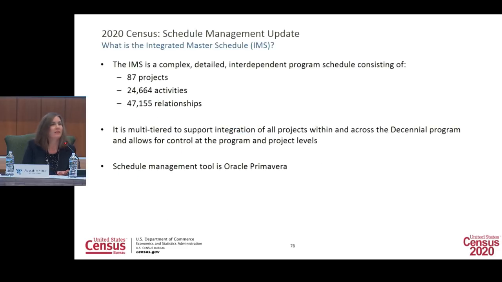So what is the IMS? It's our integrated master schedule, and it's a complex, interdependent program schedule that consists of 87 projects. We currently have 24,000-plus activities and 47,000-plus relationships. We implement a tiered structure that allows for upward dynamic cause and effect scheduling. This means that movement at our lower tiers impacts milestones at our higher tiers. And we use Oracle Primavera to manage our schedule.